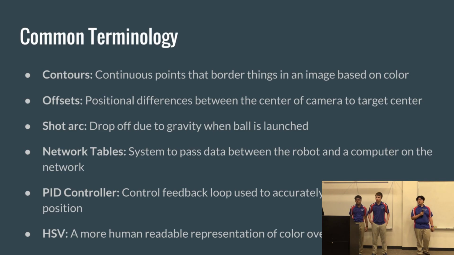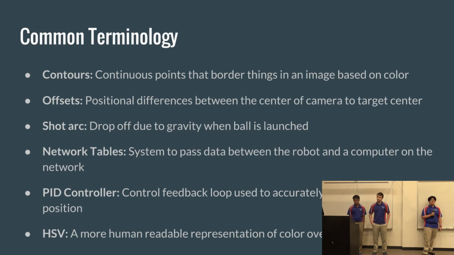Shot arc is something relatively simple. When you shoot a projectile, there's gravity affecting it. There's some distance that it's going to actually fall vertically. So that value accounts for that drop in distance. Network tables, it's a system to pass data between the robot and the computer on the same network. It's an FRC thing, and we're going to talk about why we use that and how we can sort of improve on that later. PID controller, it is a control feedback loop that can be used to accurately move motors to different positions. We use that to actually control our drivetrain, and we're going to talk about how we input sort of image data into that PID controller system later, so that's why that's up there.